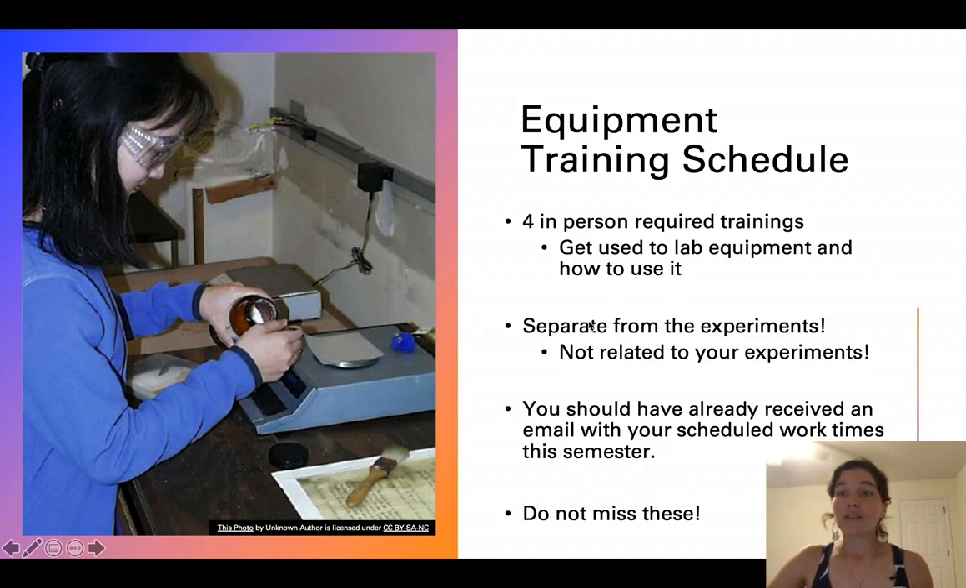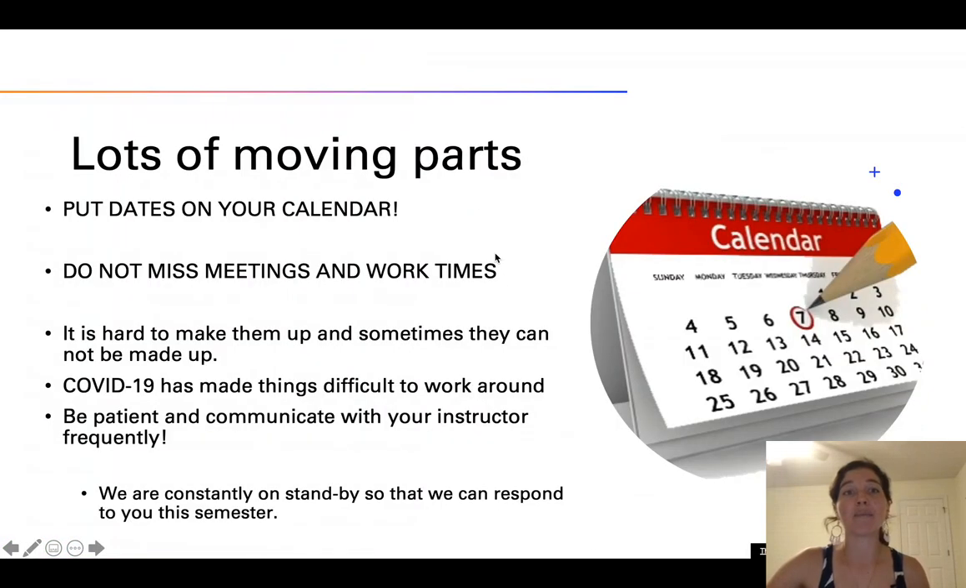Okay. So, all right, you should also have received your work times from me as well. I think they're going to be in a Google Calendar invite, but don't quote me on that, but I will be clear on how to communicate. So if you have not received those already, you need to contact me immediately because we're trying to get students in the first week of labs to start doing their equipment training. Please do not miss your equipment trainings, okay?